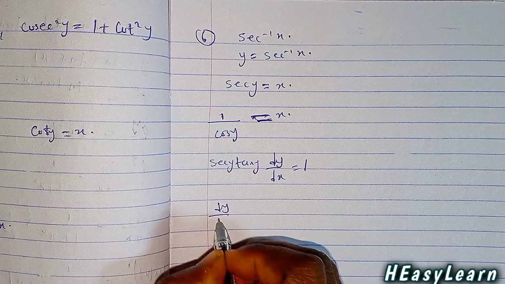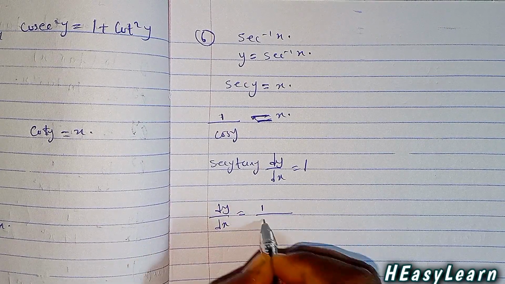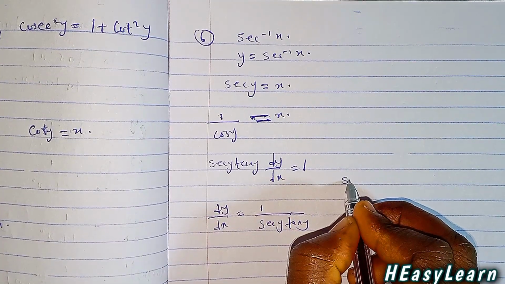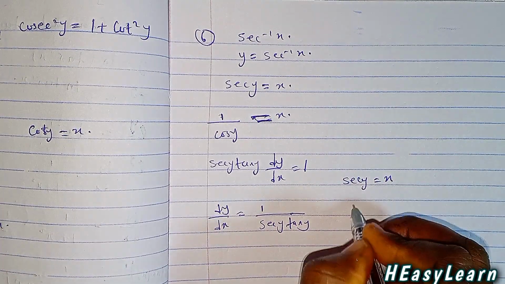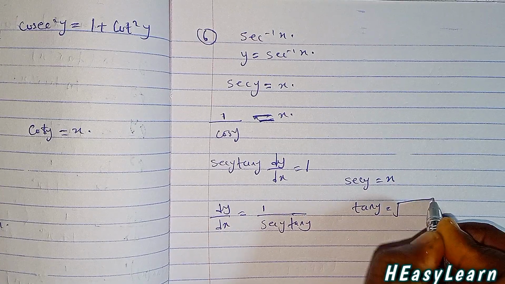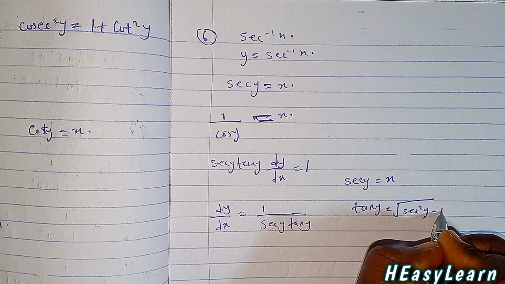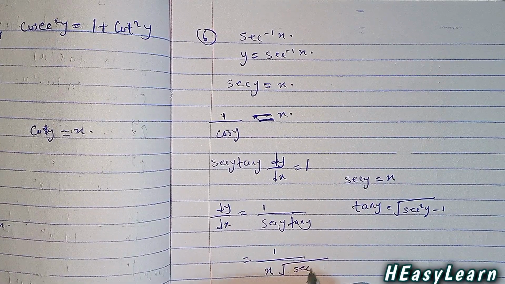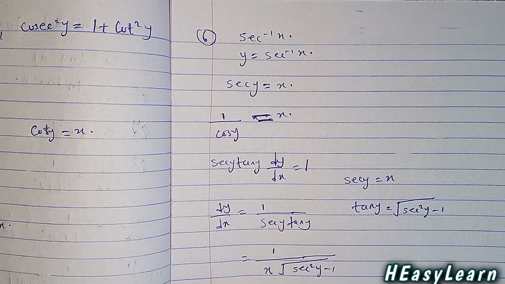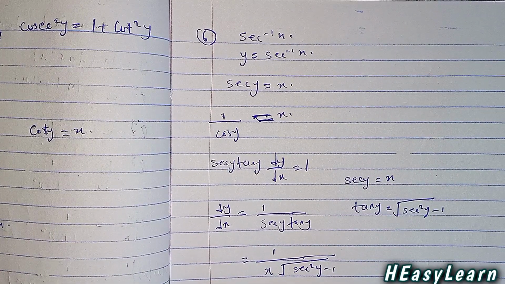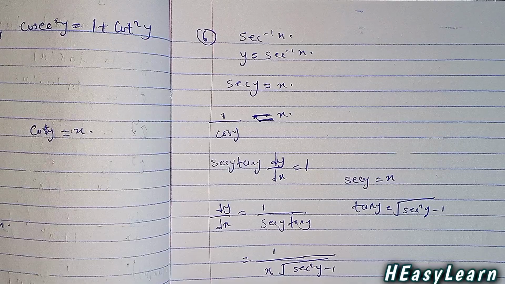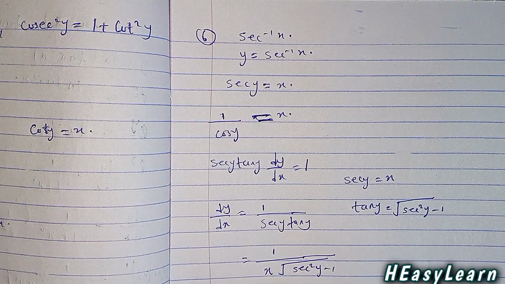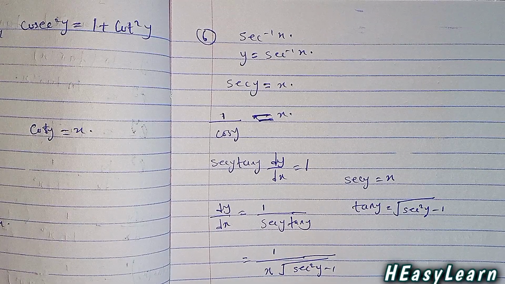From this, make dy/dx the subject: 1 over sec y tan y. From above, sec y equals x. From trig, tan y equals the square root of sec square y minus 1. So this is the same thing as 1 over x square root of sec square y minus 1. What is sec y from above? Sec y is x, so sec square y is x square. So the derivative of the function is 1 over x square root of x square minus 1.